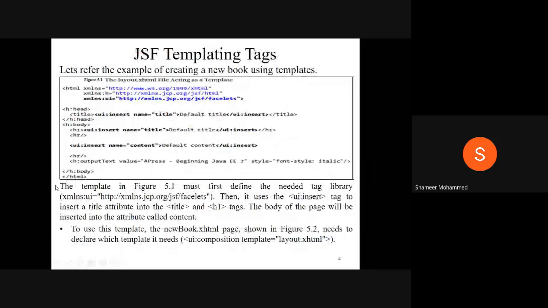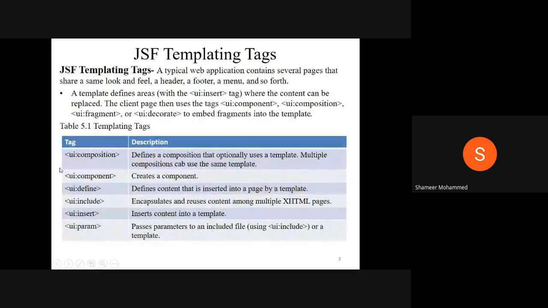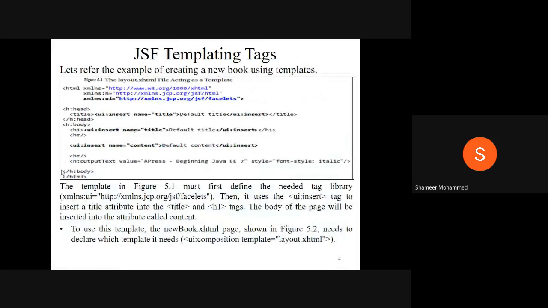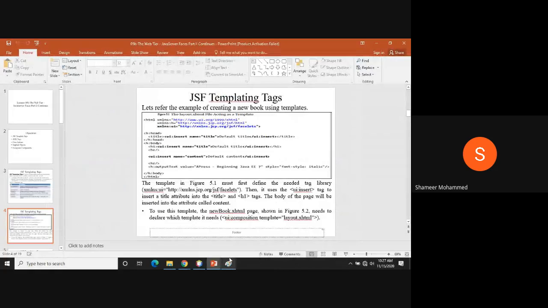So what is the template tag library? This is the tag library, pagelets, which is prefixed in the body as ui. So all the tags will start with ui: composition, define, insert, include. So to use this template, see the example here, newbook.xhtml page is created. In the next example, that is 5.2, this file, what is the name? layout.xhtml.